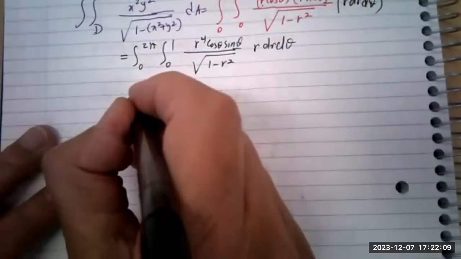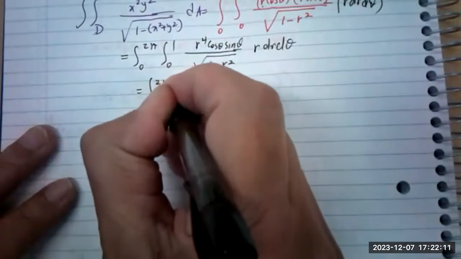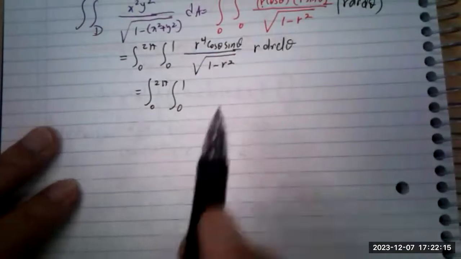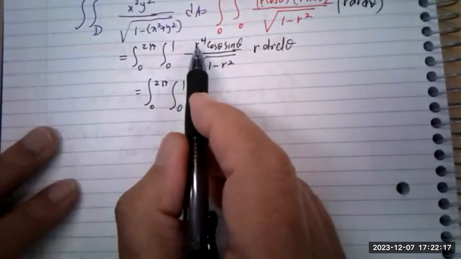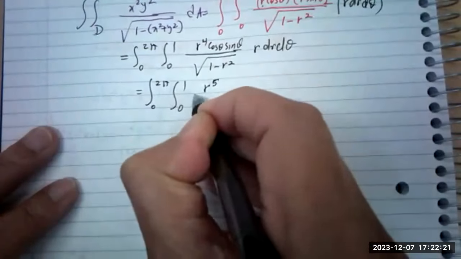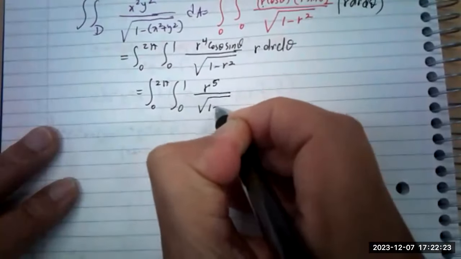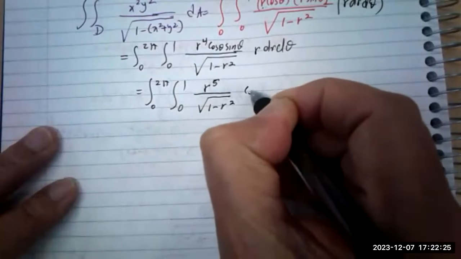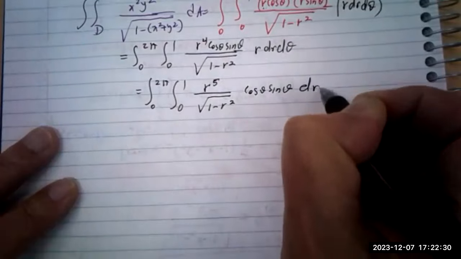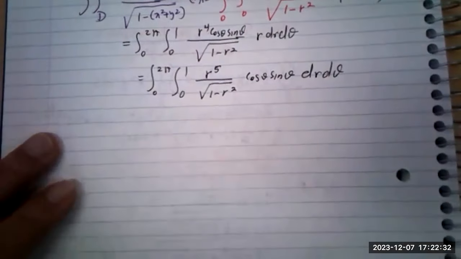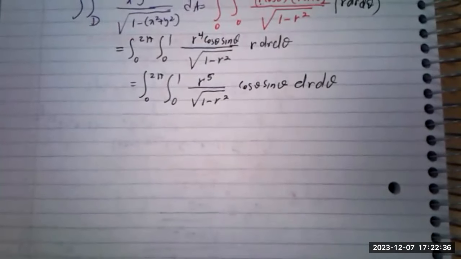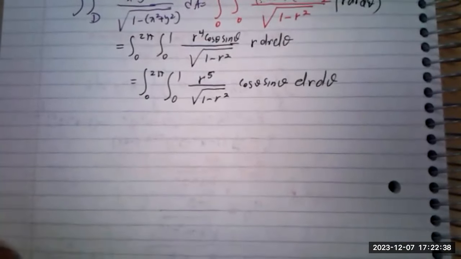So we continue, it's going to be 0 to 2 pi, 0 to 1. Okay, so what's going to be on the top? It is r, and times r to the fourth would be r to the fifth. So the r part would be r to the fifth over the square root of 1 minus r squared. The leftover is cosine of theta, sine of theta, then the dr dθ.